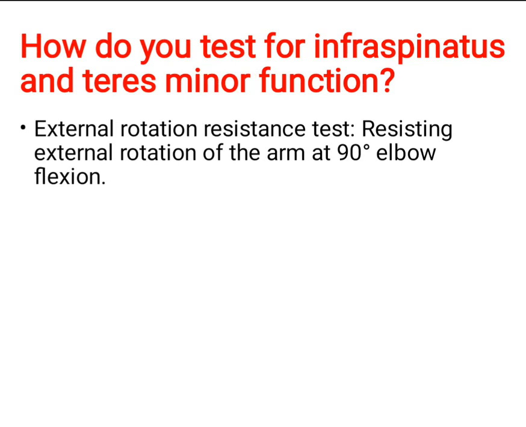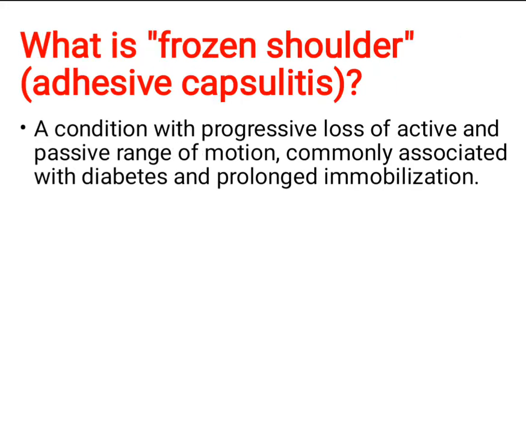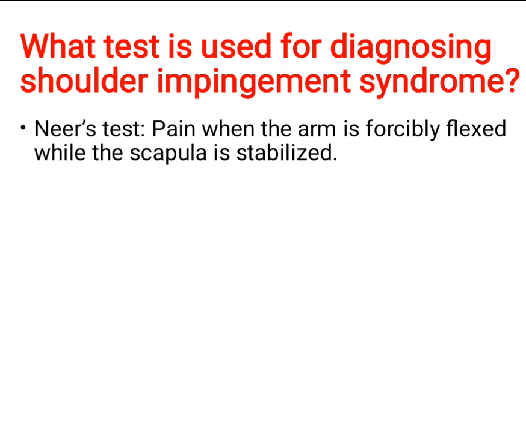12. How do you test for infraspinatus and teres minor function? External rotation resistance test: resisting external rotation of the arm at 90 degrees elbow flexion. 13. What is frozen shoulder, adhesive capsulitis? A condition with progressive loss of active and passive range of motion, commonly associated with diabetes and prolonged immobilization. 14. What test is used for diagnosing shoulder impingement syndrome? Neer's test: pain when the arm is forcibly flexed while the scapula is stabilized.